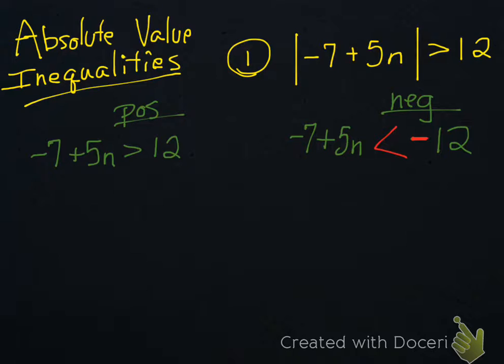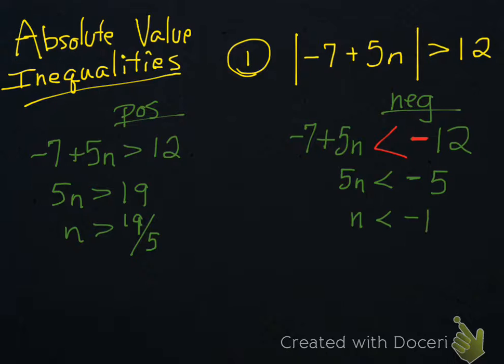So we're going to add the 7 to both sides. So I get 5n is now greater than 19. Divide by 5. Yes, we get a fraction. No, it's not the end of the world. But that's okay. We can handle fractions, right? In my negative case, we're also going to add that 7 to the other side. And cool beans, we get a whole number. -5 divided by 5 is -1.